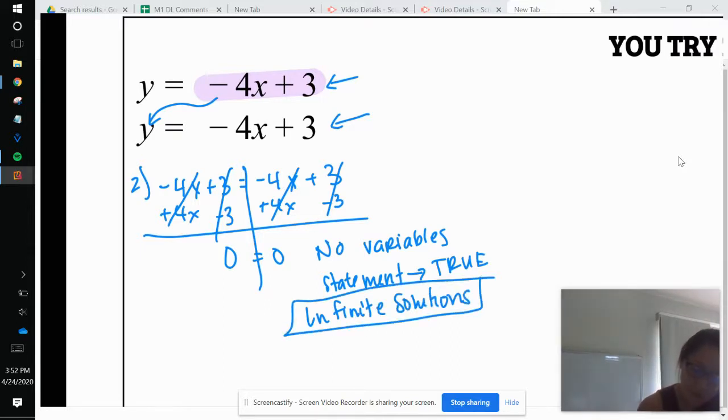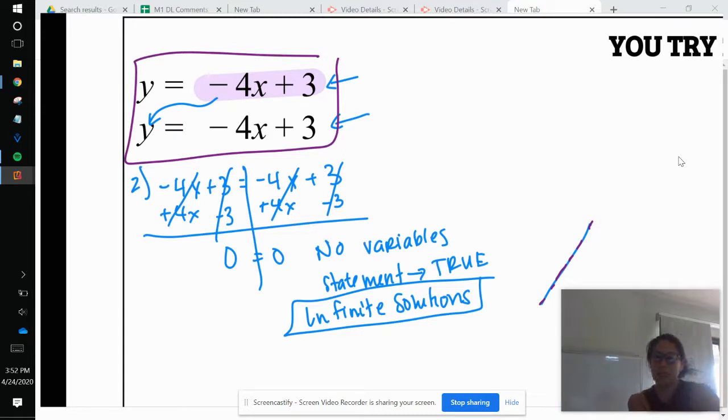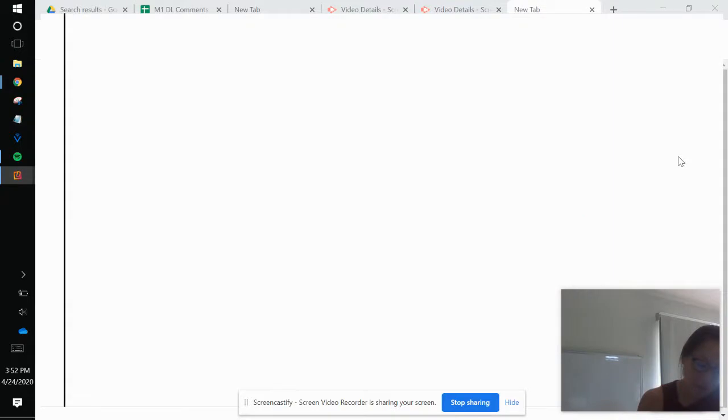Which, if you remember, means that the line is exactly the same. Look at these two equations. Aren't the lines exactly the same? Yes, infinite solutions. Okay, last one that we're trying.